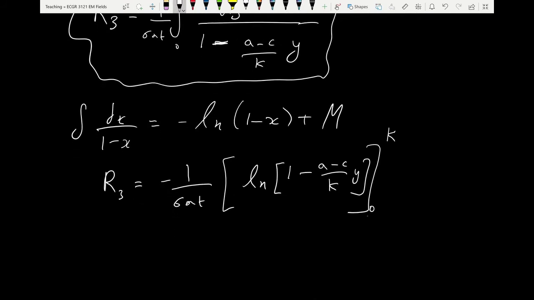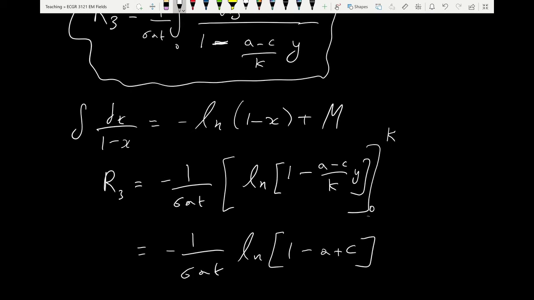So what's ln when y is 0? What do we get? We get ln 1. Ln 1 is 0, right? And when y is k, we get ln 1 minus, right? So let me do this. So this is minus sigma AT. So ln of 1 is 0. When y is k, I get 1 minus a minus c, so it's 1 minus a plus c, so it becomes ln 1 minus a plus c.